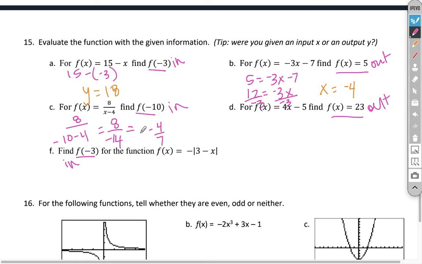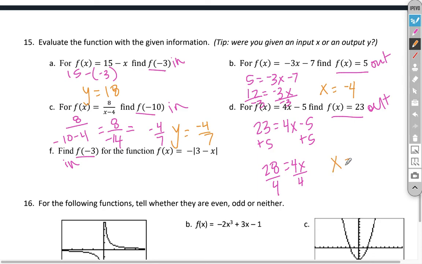Remember, it doesn't matter where you put the negative sign. So x equals, not x. It's been a long day, guys. Y equals negative 4 over 7. All right, last one before it flips up on us. We've got an output, so once again, we'll have to put that on the outside. 23 equals 4x minus 5. We're going to add 5 to both sides. We'll get 28. 28 equals 4x. Divide by 4. And our answer is x equals 7.